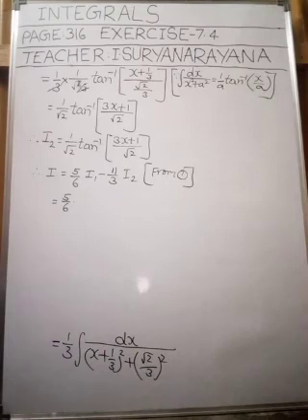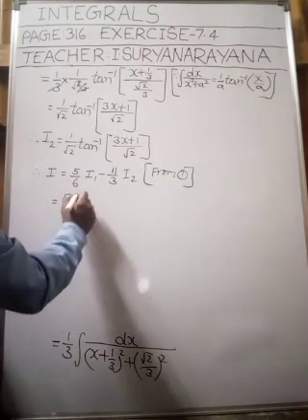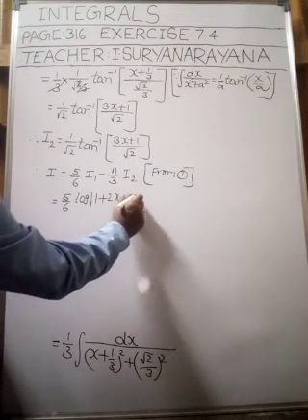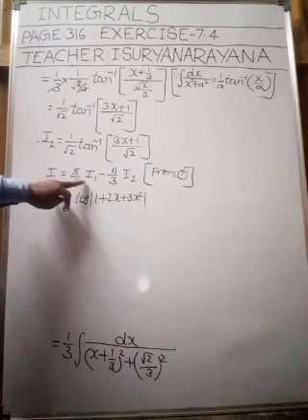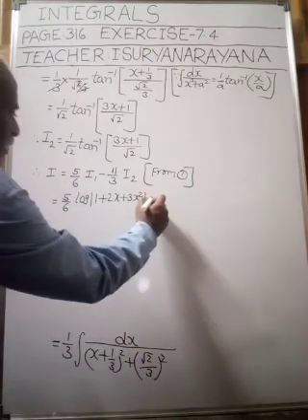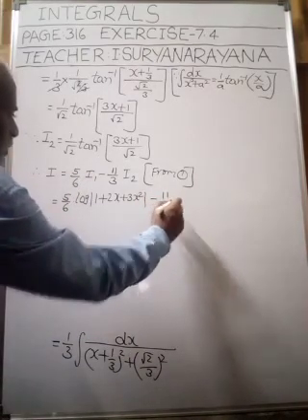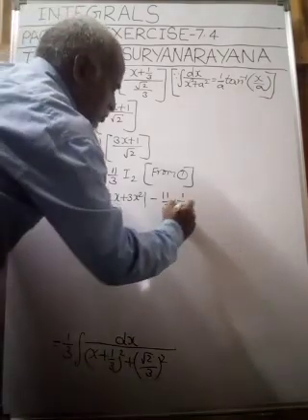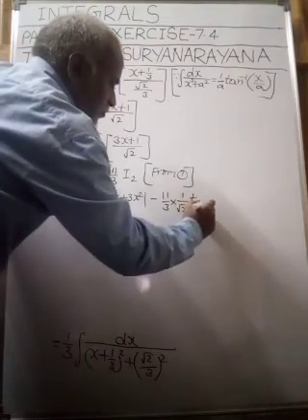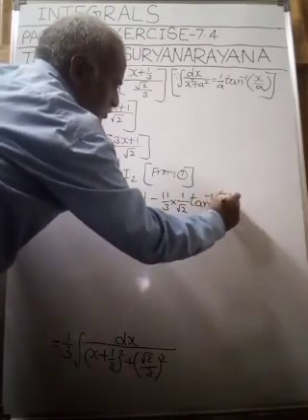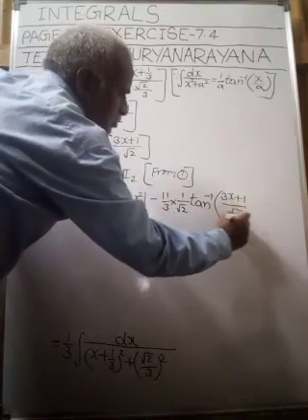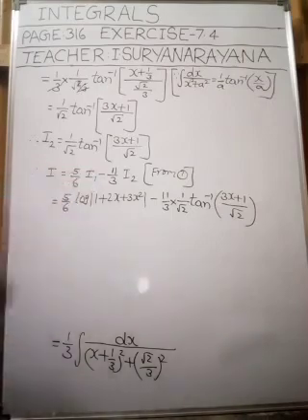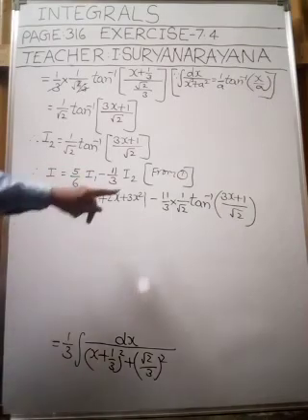We found what is I1 here? Log mod 1 plus 2x plus 3x square. This is I1 value. Okay, my children. Minus 11 by 3 into what is I2 value? 1 by root 2, tan inverse of 3x plus 1 by root 2. We substituted I1 and I2 value in the equation 1. Understood this step, my children?